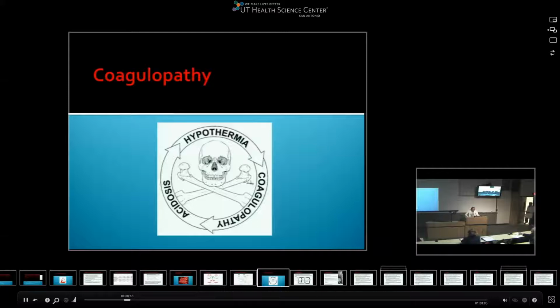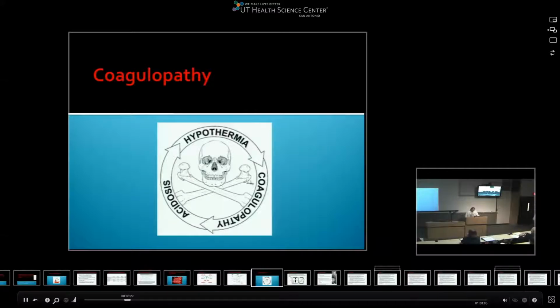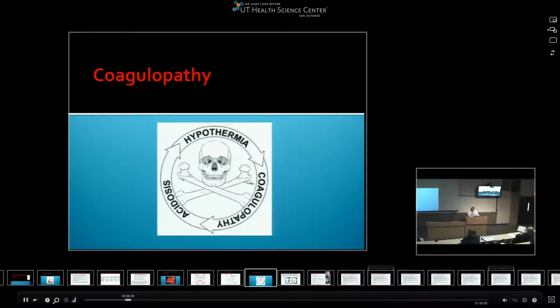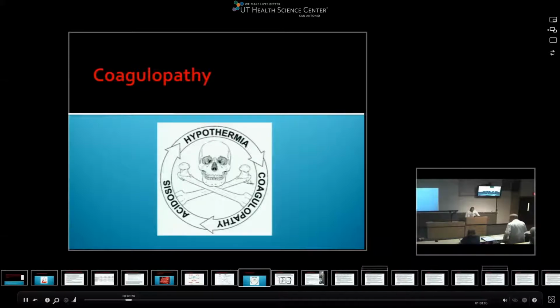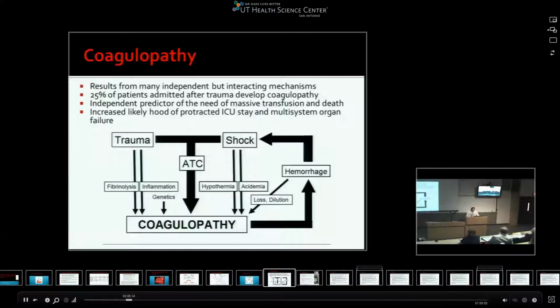Coagulopathy, a lot of times we associate that with talking about the vicious triad, which is hypothermia, acidosis, and coagulopathy, all things that kind of play together and worsen each other. And we talk about a lot of trauma in patients and that being associated with bad outcomes.